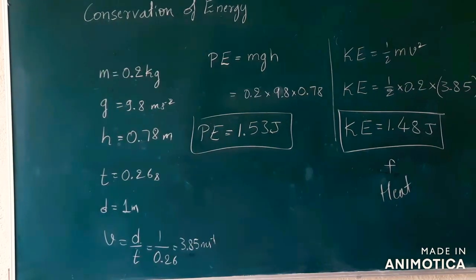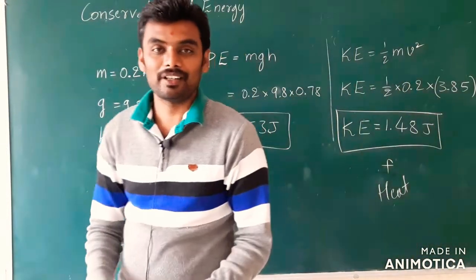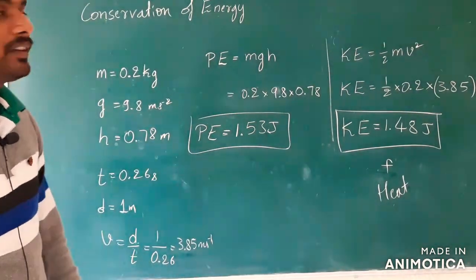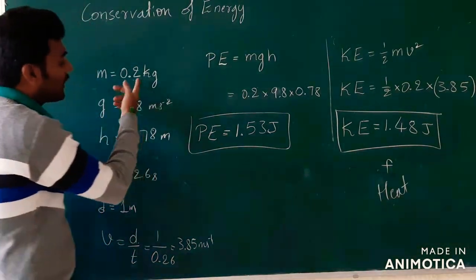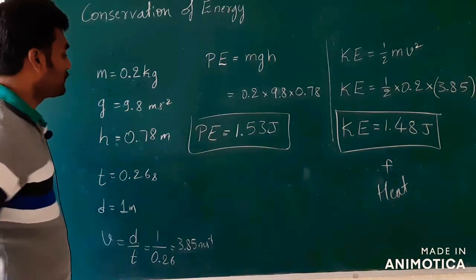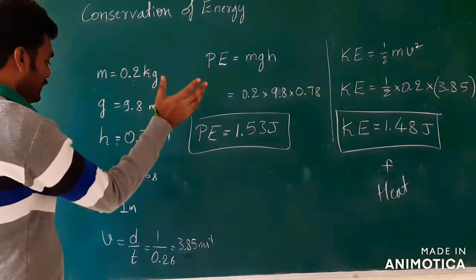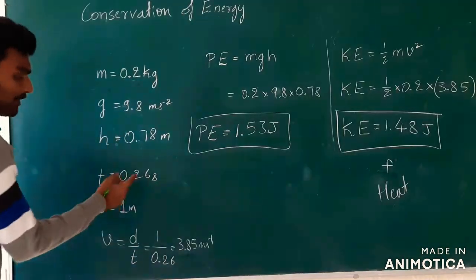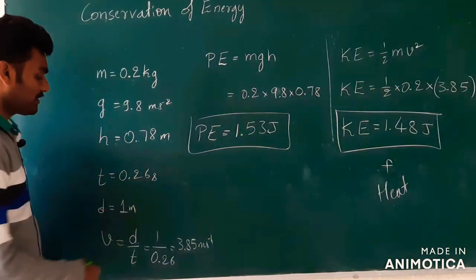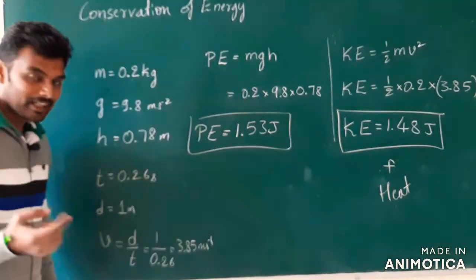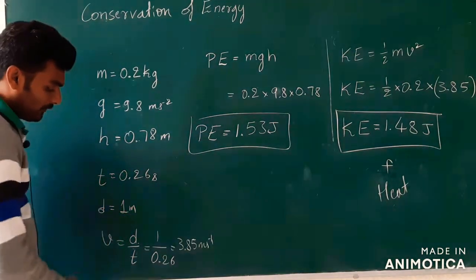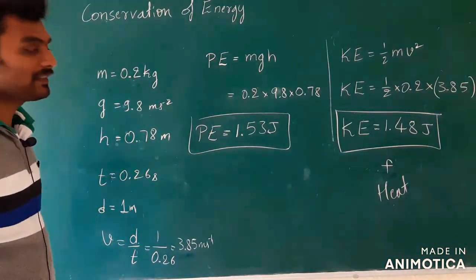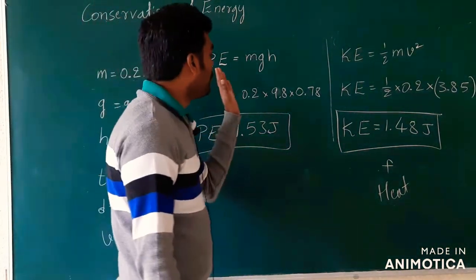So after getting the velocity using a very interesting experiment, we now have all the calculation part present here. Mass that we obtained is 0.2 kg. Acceleration due to gravity is 9.8 meter per second square. Height to which the body is raised is 0.78 meter. Time taken that we obtained is 0.26 second, and the distance traveled during that time is equal to length of the scale, which is 1 meter, and velocity is given by distance by time, which is equal to 3.85 meter per second.